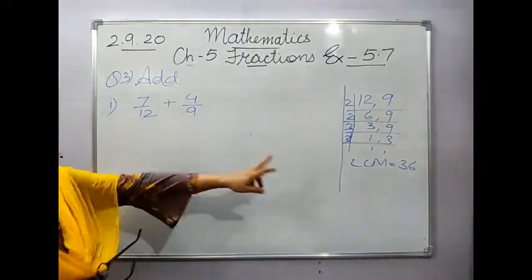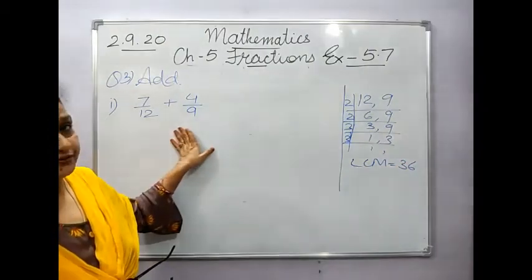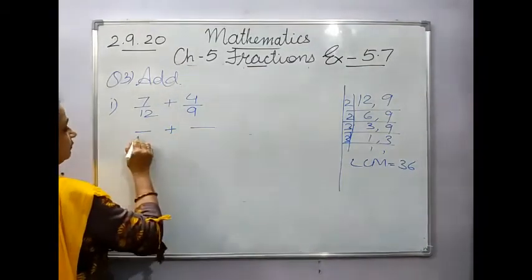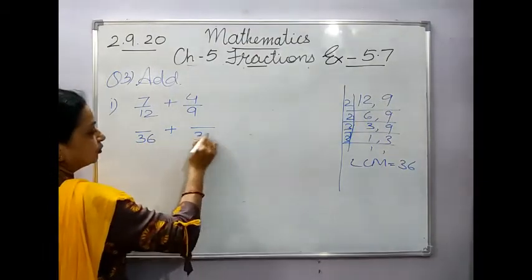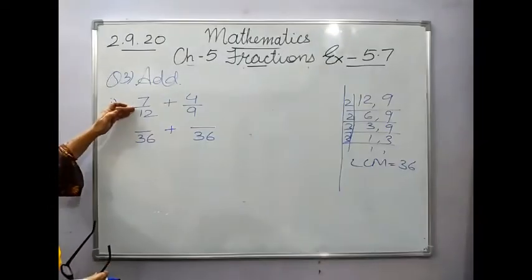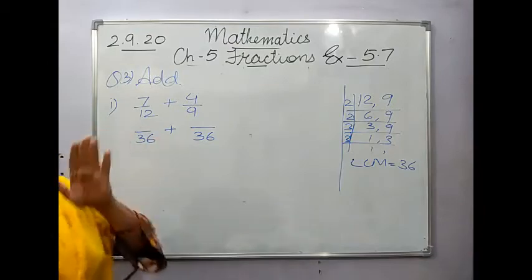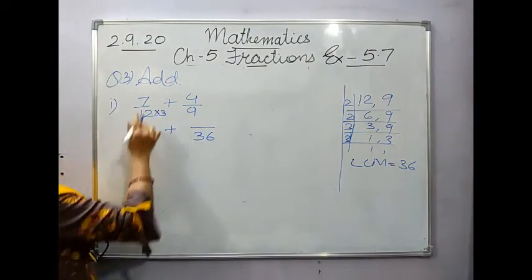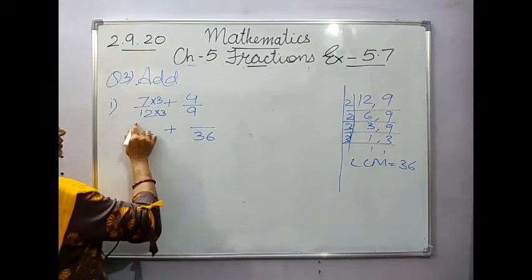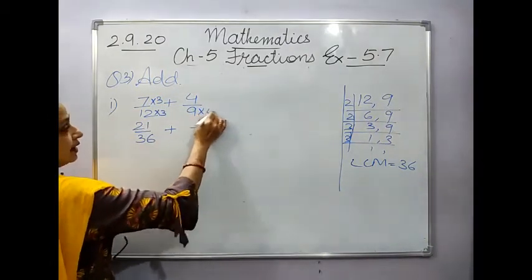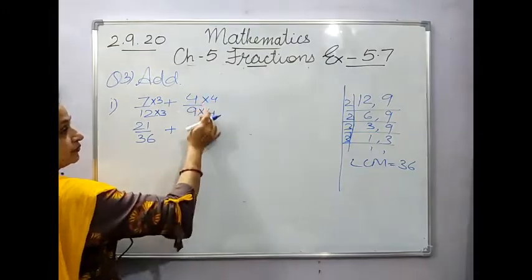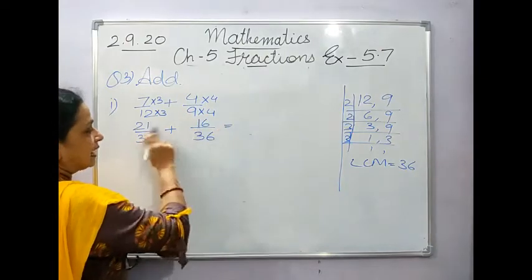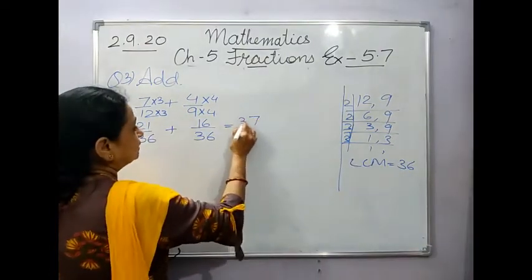36. Now once we have found out the LCM, we will find the equivalent fractions for these. How we will find out? We will write this LCM as the denominators. We'll make the equivalent fractions with denominator 36. 12 3s are 36, so we'll multiply this by 3. 7 3s are 21. 9 4s are 36, so it will also be multiplied by 4. 4 4s are 16. Add them. 6 and 1 is 7, 2 and 1 is 3.